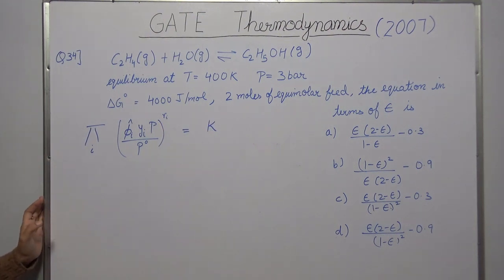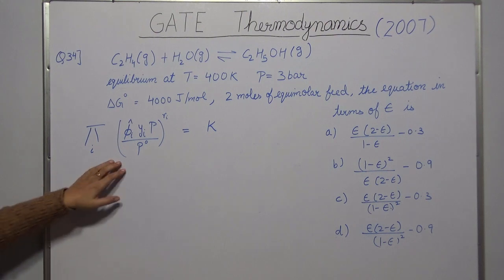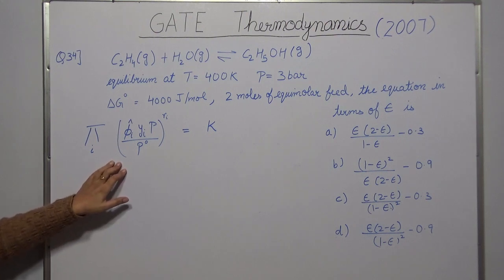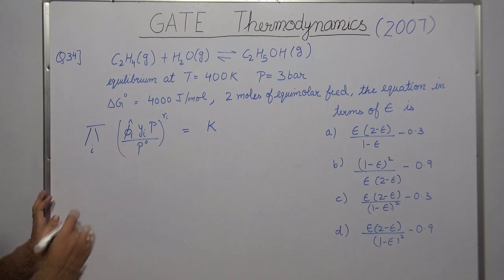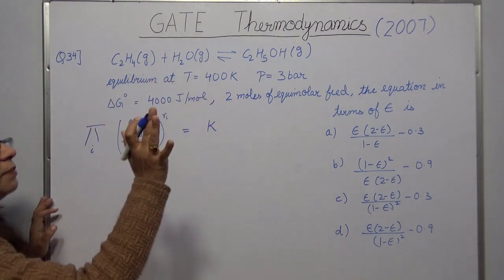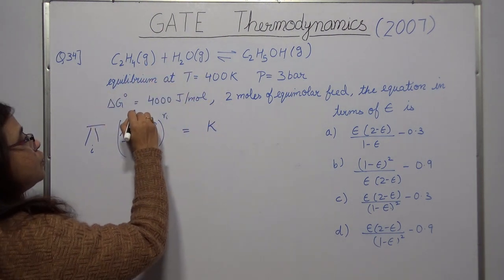Okay, so this was the equation. You have to write down this equation first. Now simplify this equation. Since no information is given about the fugacity, assume that this reaction mixture behaves ideally. So this goes to 1.